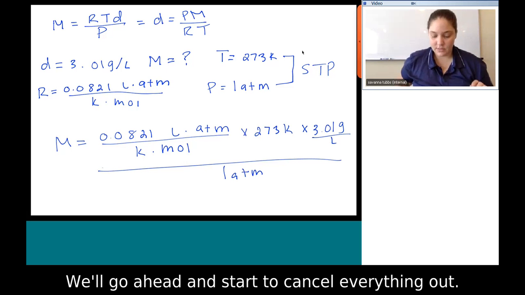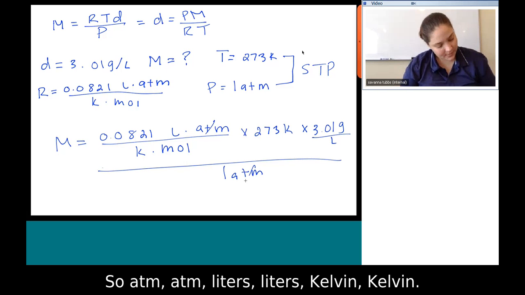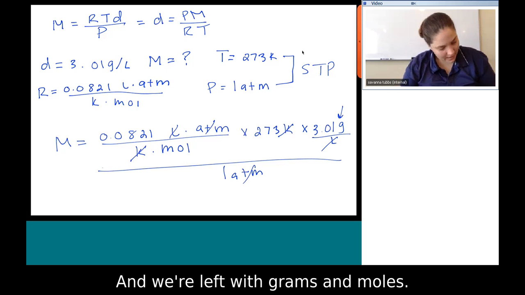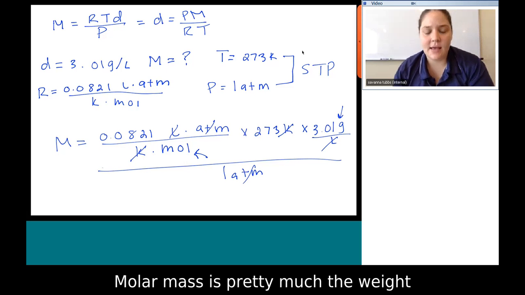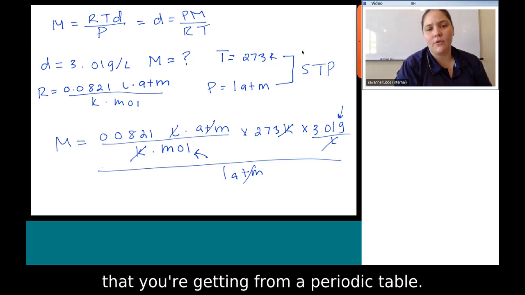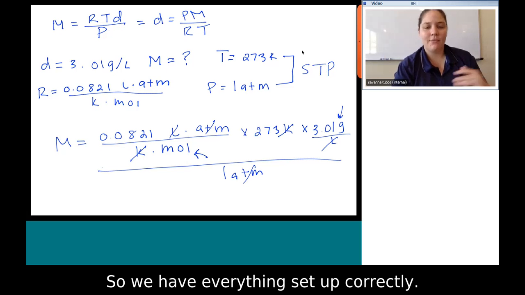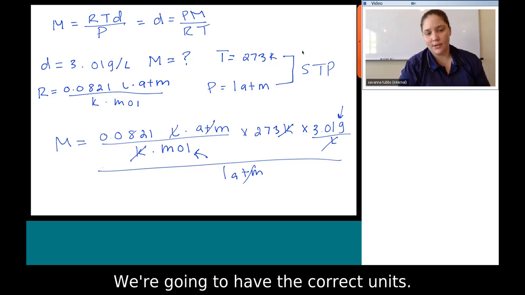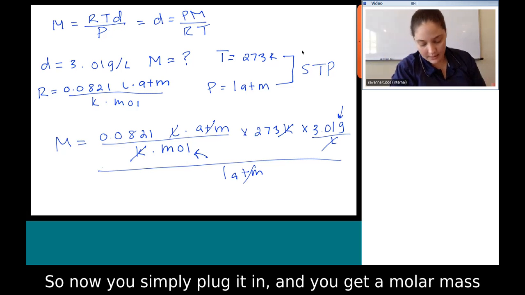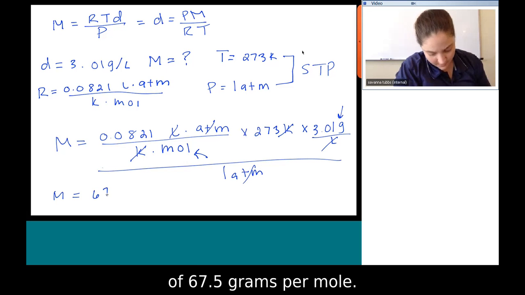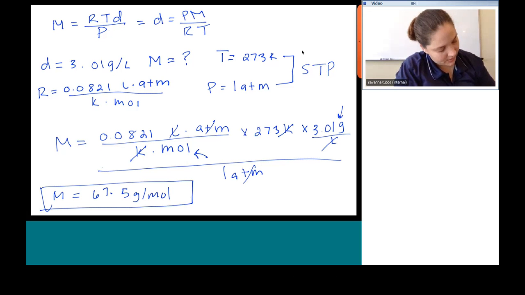We'll go ahead and start to cancel everything out. So ATM, ATM, liters, liters, Kelvin, Kelvin, and we're left with grams and moles. And that makes sense. Molar mass is pretty much the weight that you're getting from a periodic table. So it's going to be in grams per mole. So we have everything set up correctly. We're going to have the correct units. So now you simply plug it in, and you get a molar mass of 67.5 grams per mole. And that would be our answer.